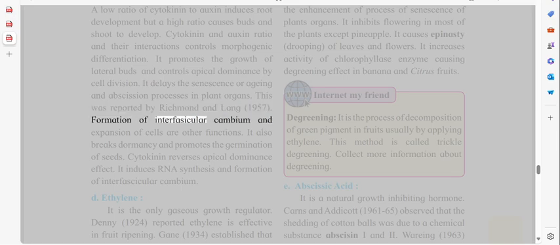Formation of interfascicular cambium and expansion of cells are other functions. It also breaks dormancy and promotes the germination of seeds. Cytokinin reverses apical dominance effect. It induces RNA synthesis and formation of interfascicular cambium.